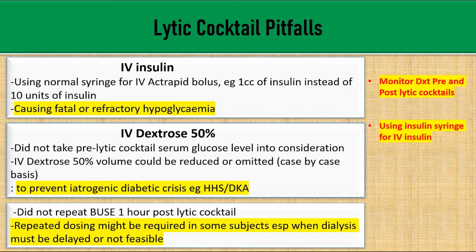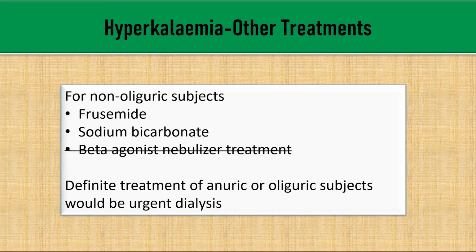Also, always repeat the blood sugar level 1 hour after the lytic cocktail. Like I said, patients with severe renal insufficiency will most of the time require more than one round of insulin. So these are the other measures that you can take in a patient with hyperkalemia. But by and large, this group of treatment will only work if the patient is a non-oliguric subject.